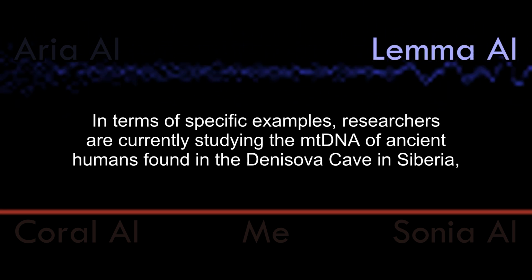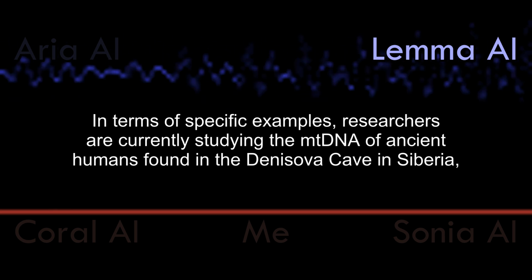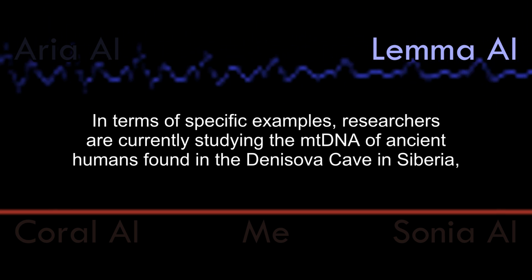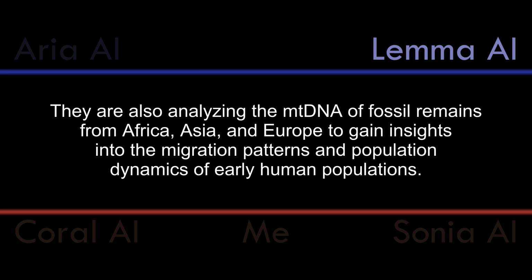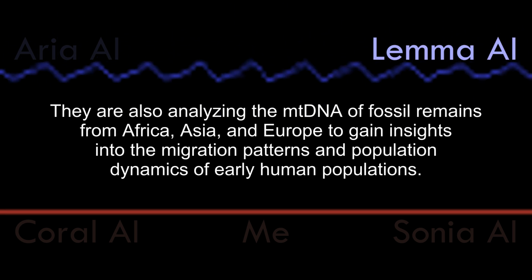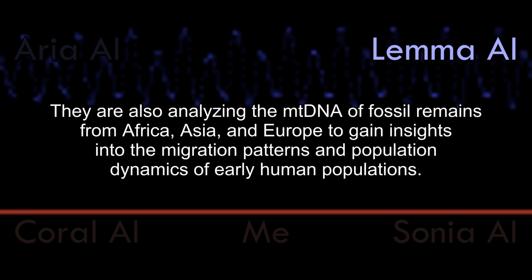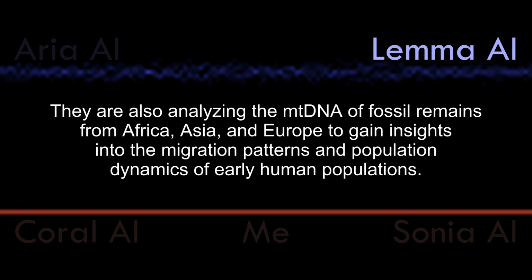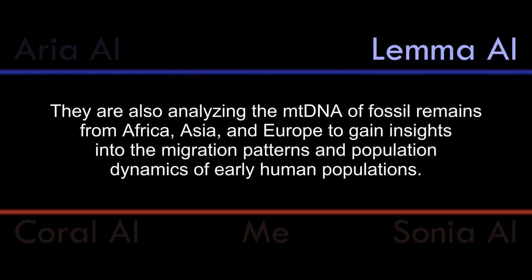In terms of specific examples, researchers are currently studying the mtDNA of ancient humans found in the Denisova Cave in Siberia, which is believed to be a key site for the study of human evolution. They are also analyzing the mtDNA of fossil remains from Africa, Asia, and Europe to gain insights into the migration patterns and population dynamics of early human populations.